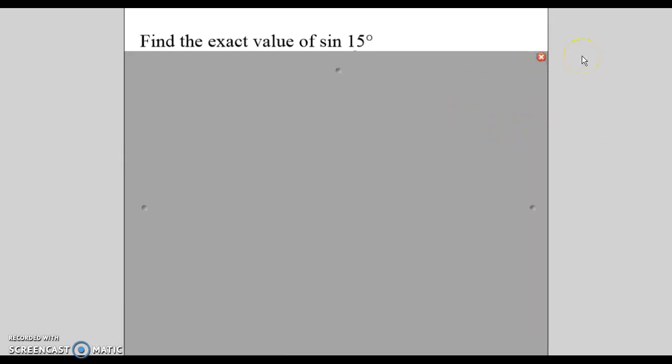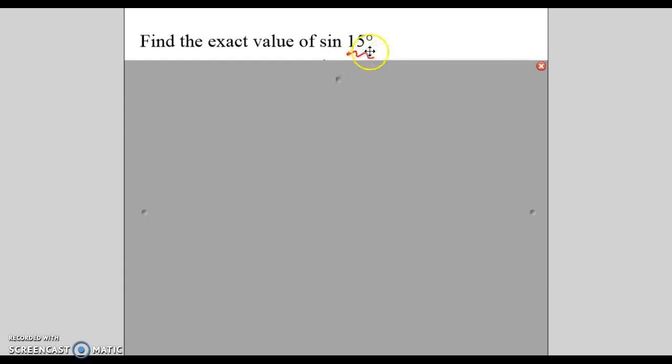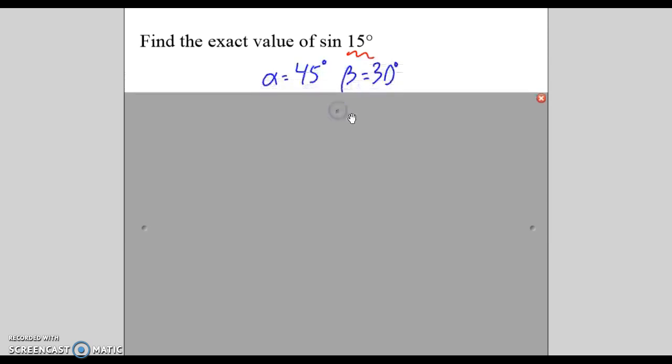Basically, using those trig identities, you can now find the exact values of things that are not on the unit circle. So for example, find the exact value of sine 15 degrees. Well, to do that, I'm going to find two angles that are on my unit circle that it can either add or subtract to get 15 degrees. So I'm going to choose two angles. I'm going to choose 45 degrees and 30 degrees. So I'll call alpha 45 degrees and beta 30 degrees.